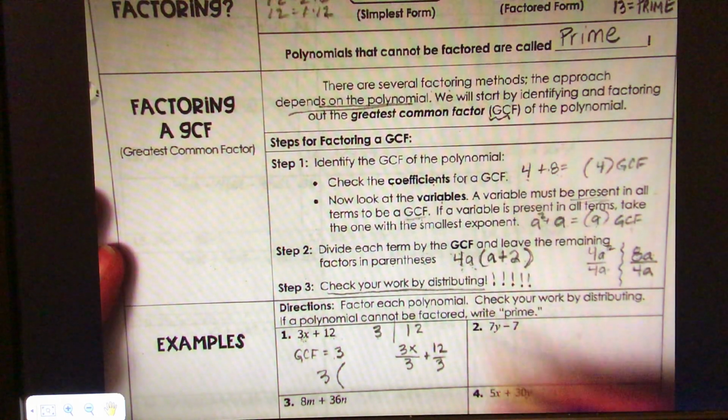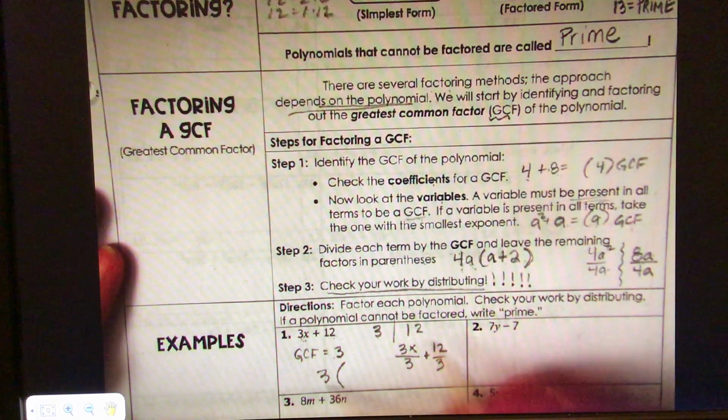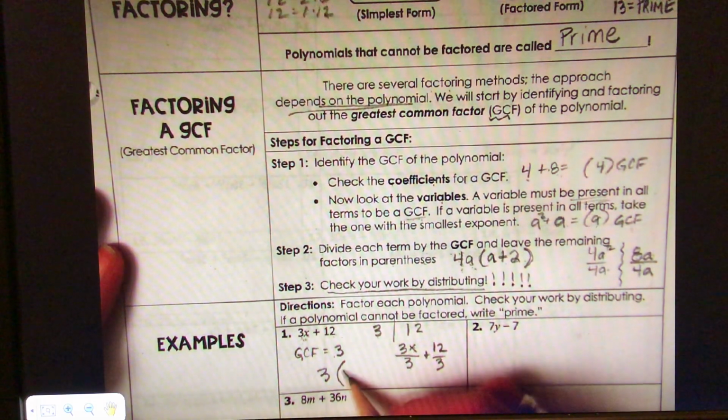Think about it that way. I think that might help. So anyway, I'm just taking the original and putting it over 3. 3x divided by 3, well, that's just x. 12 divided by 3, that's just 4.